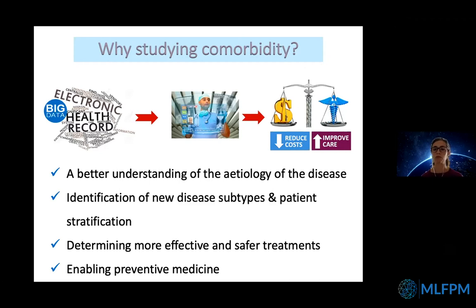Another important aspect also to consider is that when we study comorbidities, we can gain a better understanding of the etiology of the diseases that are in place. We can also identify patient subpopulations that have similar characteristics and even define new disease subtypes. And this is also very important when we come to the problem of disease classification, and also has consequences for trying to find more effective preventive approaches and even designing better and safer treatments. So I think the reasons why addressing this important problem in health are quite clear.